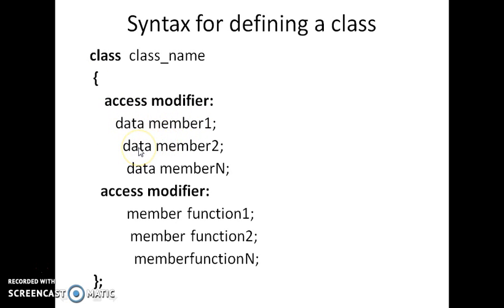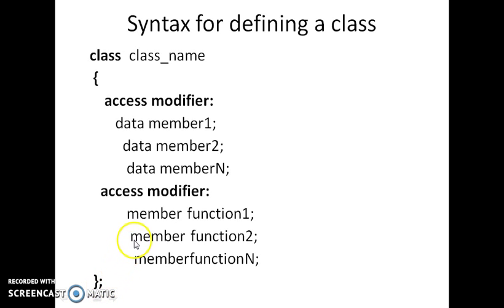For example, if I have student as my class name, the data members can be roll number of integer type, marks of floating point type. Then there is one more access modifier you can observe here. We'll see later what this access modifier is. And then there are member functions. Member function 1, member function 2, member function 3. You can write n number of member functions and then curly bracket close and a semicolon.